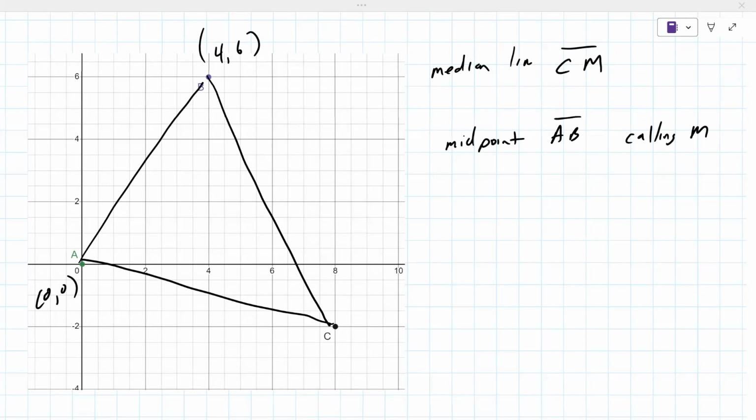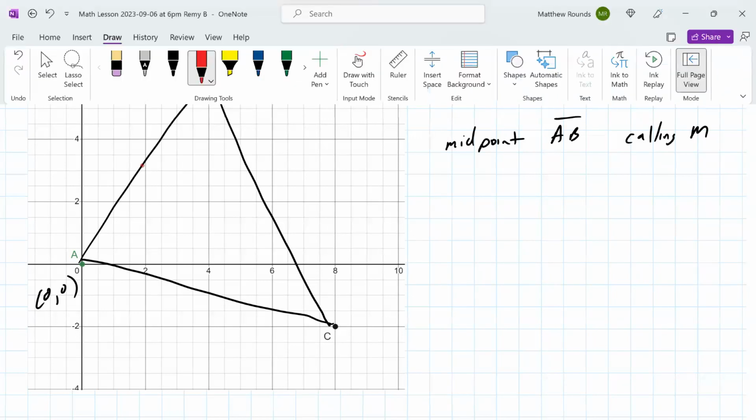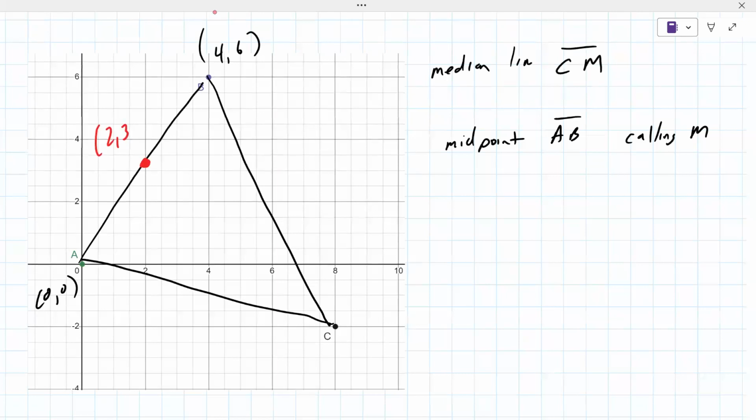Would it be 2, 3? There you go. There it is right there. 2, 3. So that's your midpoint. Always good to maybe draw that line right there. And so this one's maybe the most difficult. 8, -2 is the other point there.